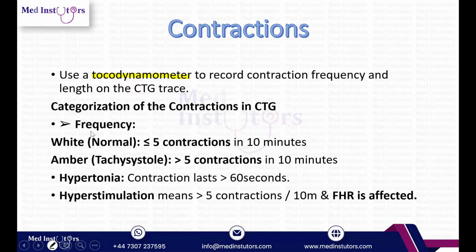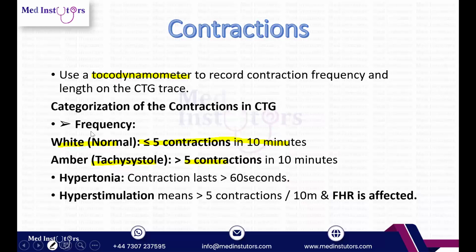So white means everything is normal, that means it's less than or equal to 5 contractions in 10 minutes. Tachysystole is when more than 5 contractions happen in 10 minutes. Hypertonia is contractions lasting for more than 60 seconds. And hyperstimulation comes in when there is tachysystole, that is more than 5 contractions in 10 minutes, and the fetal heart rate is also affected.